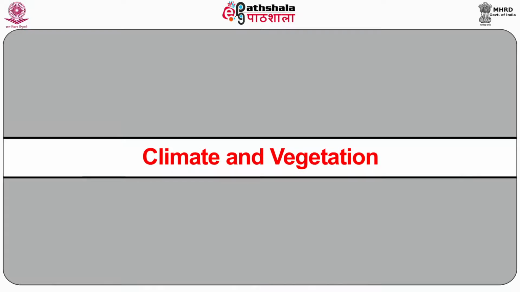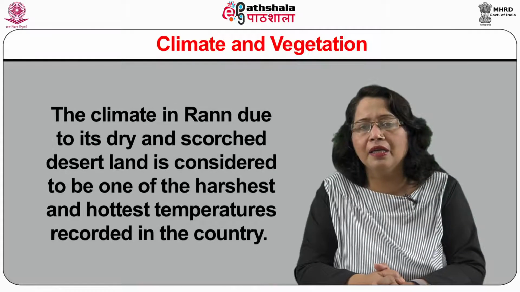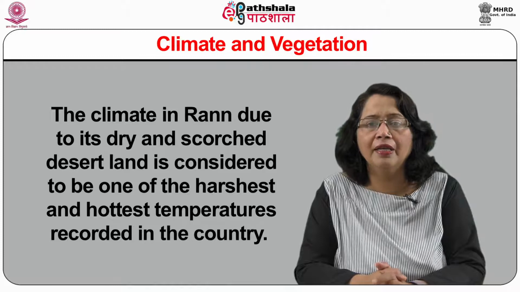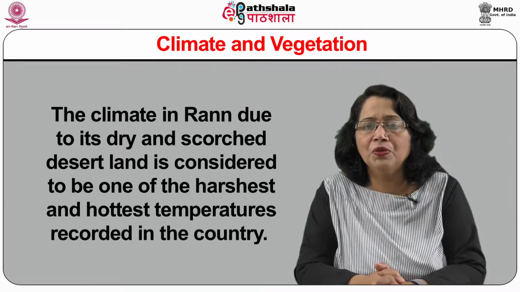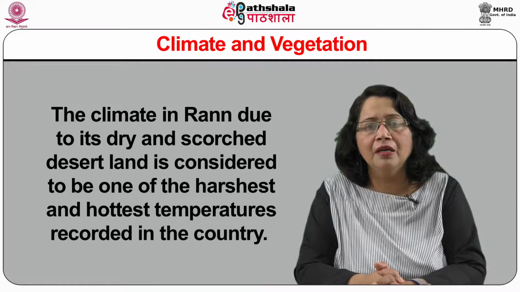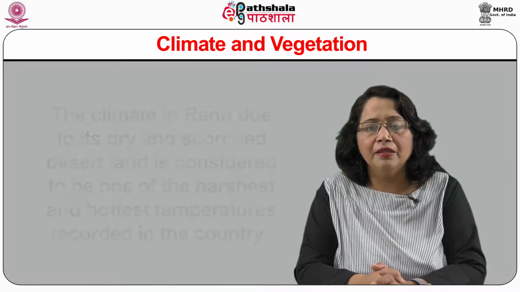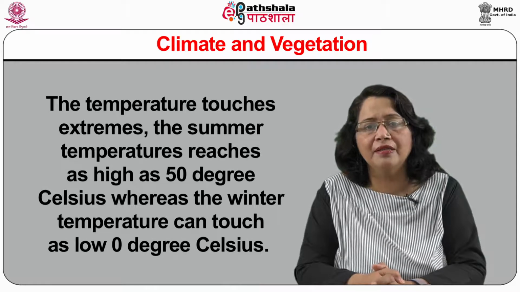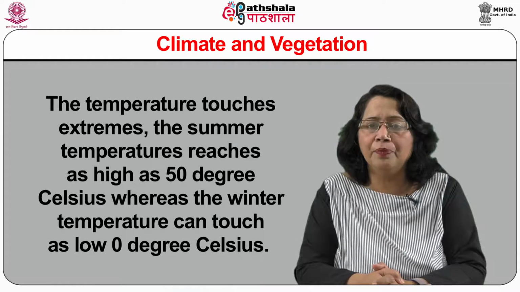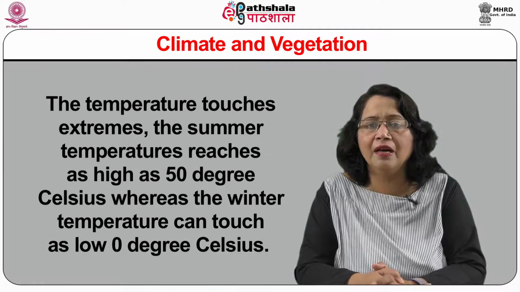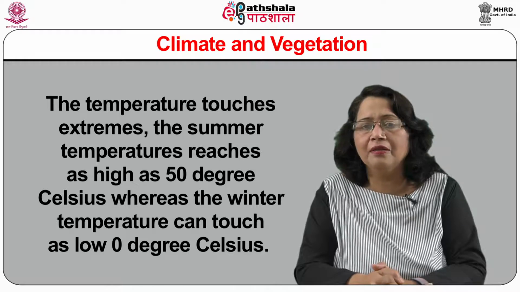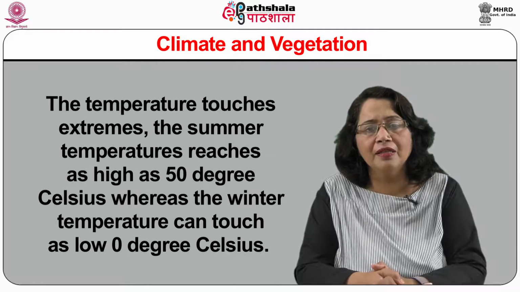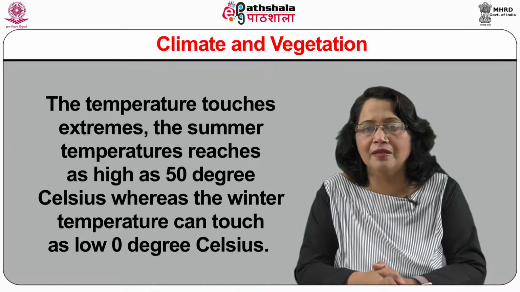Climate and vegetation. The climate in the Run, due to its dry and scorched desert land, is considered to be one of the harshest and hottest recorded in the country. The temperature touches extremes. The summer temperatures reach as high as 50 degrees Celsius, whereas the winter temperature can touch as low as 0 degrees Celsius.